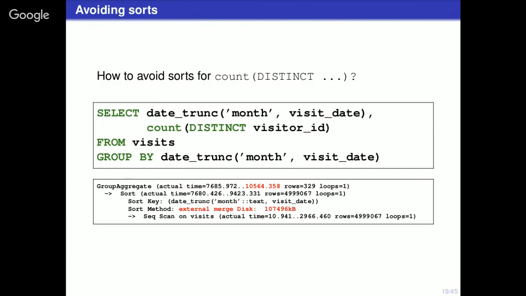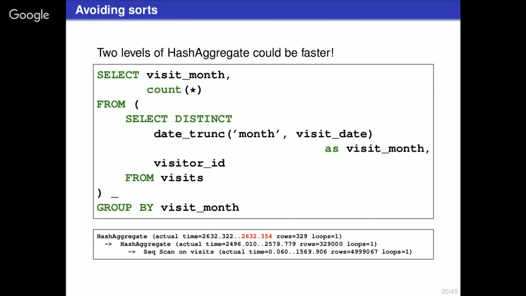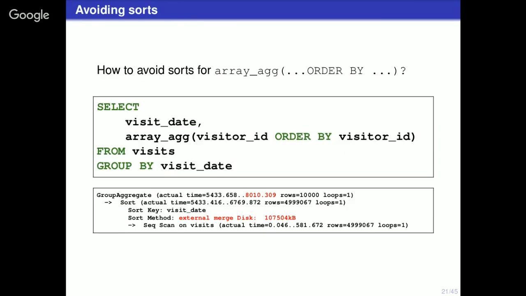Sometimes we have to support the operations that cannot be performed using hash aggregate, sorry. Say count distinct. And we will have to sort. Here we have to sort because the data is large. 10 seconds. The solution is to use 2 levels of hash aggregate instead of 1 level of group aggregate. First, we take distinct keys and values, and second, we get distinct keys and number of values in the distinct set. Much faster. 2.5 seconds.